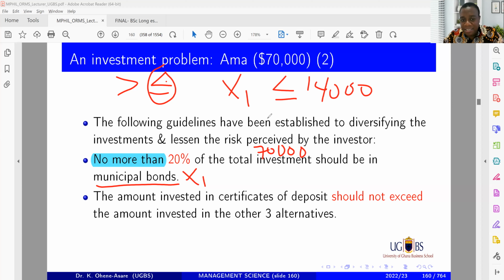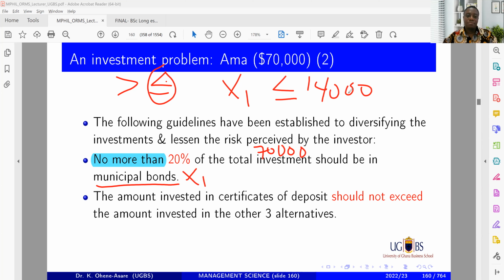It means that I have to invest no more than 20%. In other words, 20% of the investment is 14,000. So I cannot invest 15,000 in municipal bonds. That is why it is less than or equal to 14,000. I cannot invest anything beyond 14,000. The maximum I can invest in municipal bonds is 14,000. That will lessen the risk. That will diversify the investment.